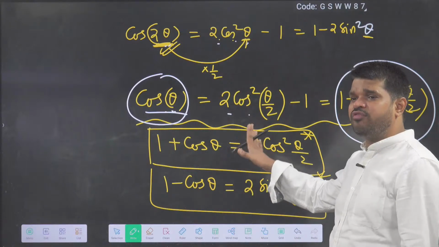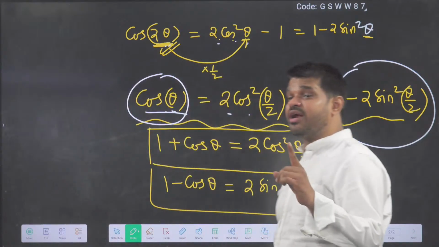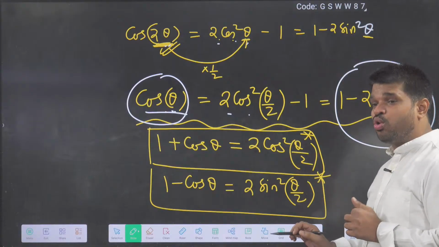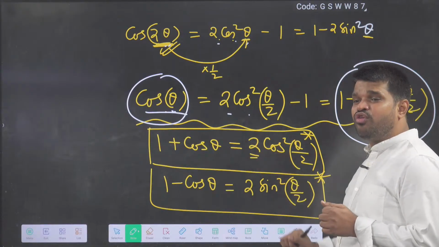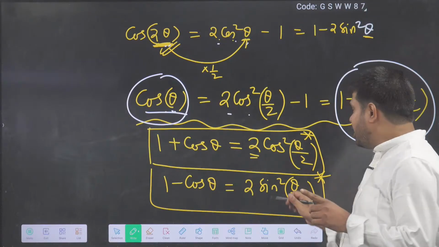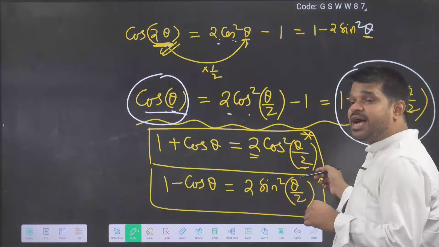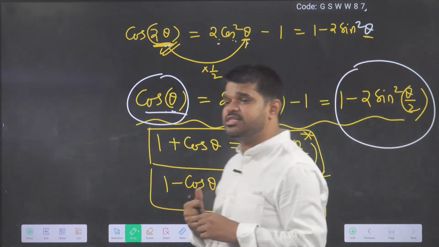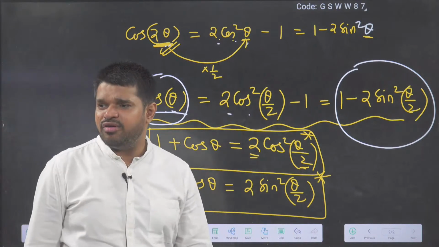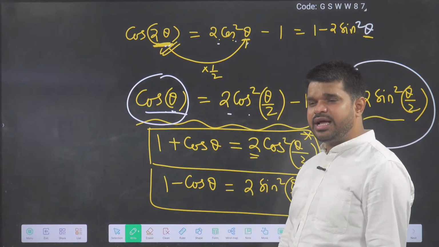Anyone having any kind of doubt here, ask. Someone is asking, can we cancel these two? No, 2 will not cancel. This 2 is in multiplication with cos square, but this 2 is inside the angle. So they cannot be cancelled because they are not just getting multiplied. Write it. We will take an example.